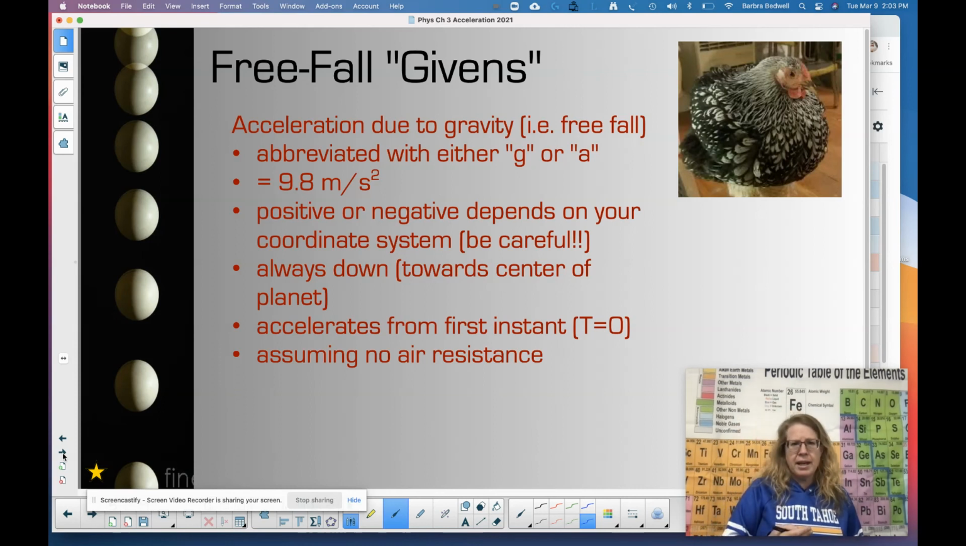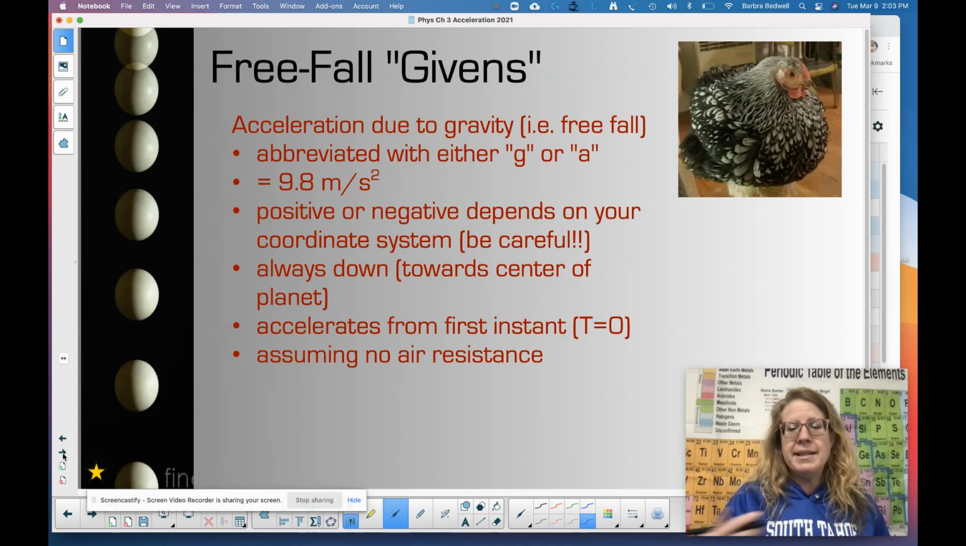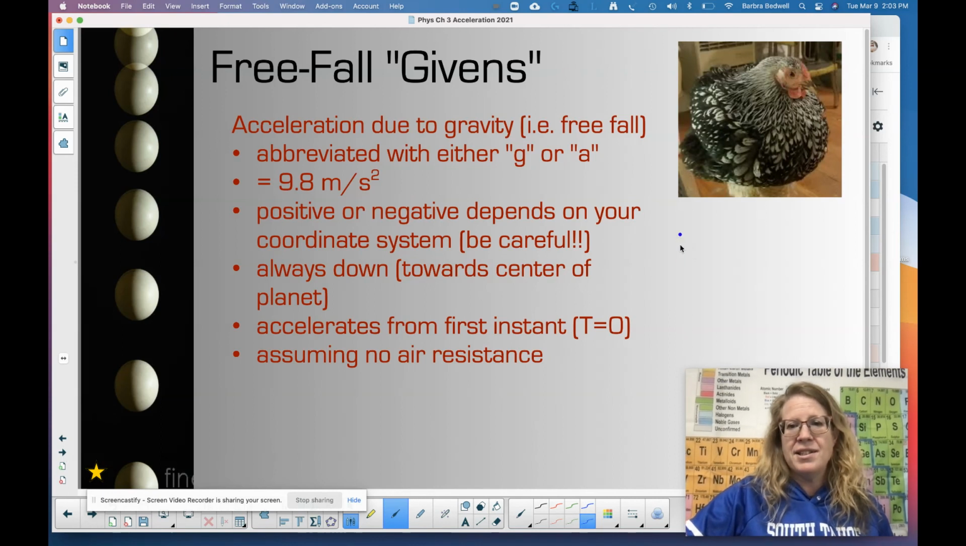Second thing, or third thing, I guess, is when we are talking about our free fall, it is really important to define our directions. Our coordinate system is really important. You will see some people say that acceleration due to gravity is 9.81. Some people will say it's negative 9.81. It depends on how you define it. Remember, the negative sign is the direction.